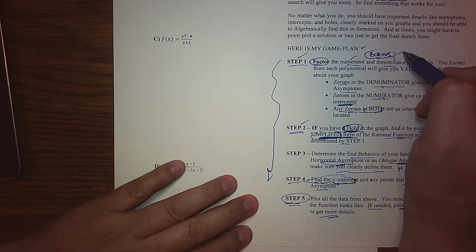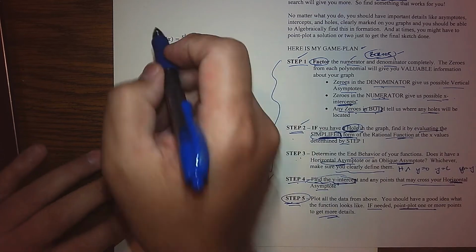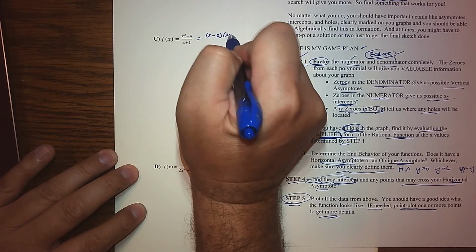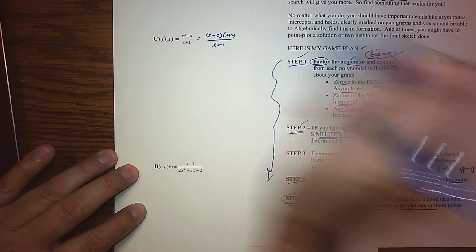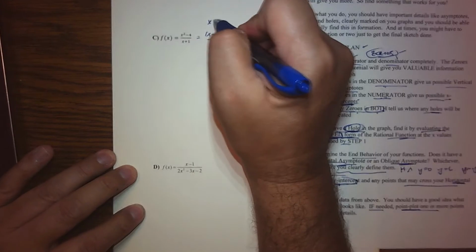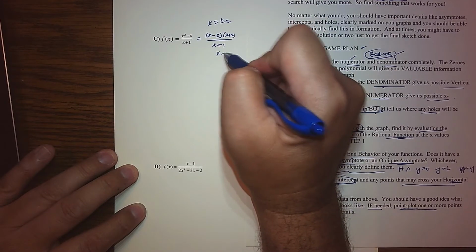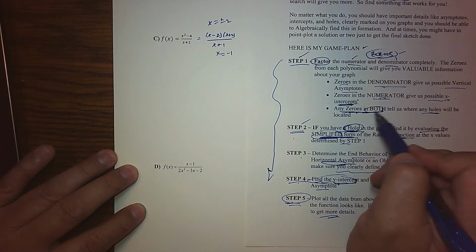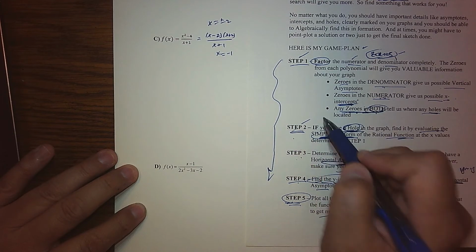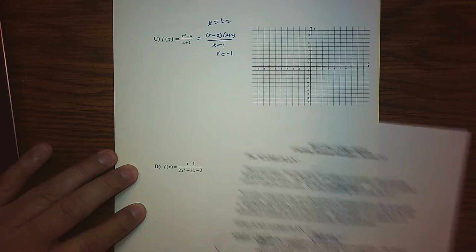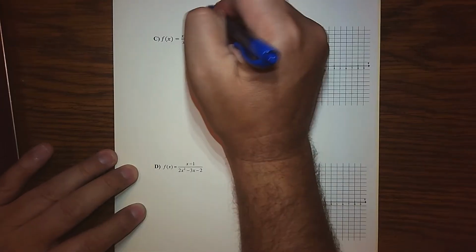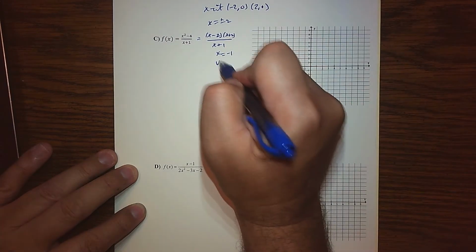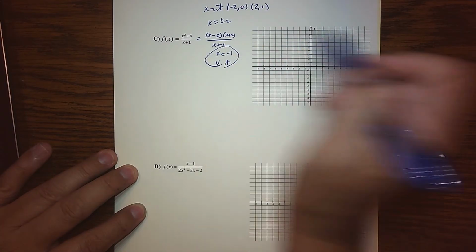So again, I start by finding the zeros, which means I factor the top and the bottom. So when I factor this, this gives us x minus 2, x plus 2, and we have x plus 1. So my zeros upstairs are plus and minus 2, and my zero downstairs is negative 1. None of our zeros are common, so we don't have to worry about any holes, so step 2 is not necessary. But from step 1, what we now know from our graph is we have x-intercepts at (negative 2, 0) and (2, 0), and we have a vertical asymptote at x equals negative 1.